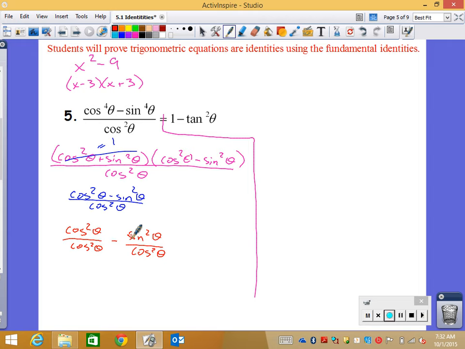I broke up the fraction. I wrote each part of the numerator over the entire denominator. Well, cosine squared theta over cosine squared theta is just 1, minus sine squared theta over cosine squared theta. Any sine over cosine is going to be tangent, no matter the power. We just have to rewrite the power. So sine squared over cosine squared is just tangent squared theta, and that's exactly what I wanted on the right. So the key to this one was recognizing cosine to the fourth minus sine to the fourth as a difference of perfect squares.